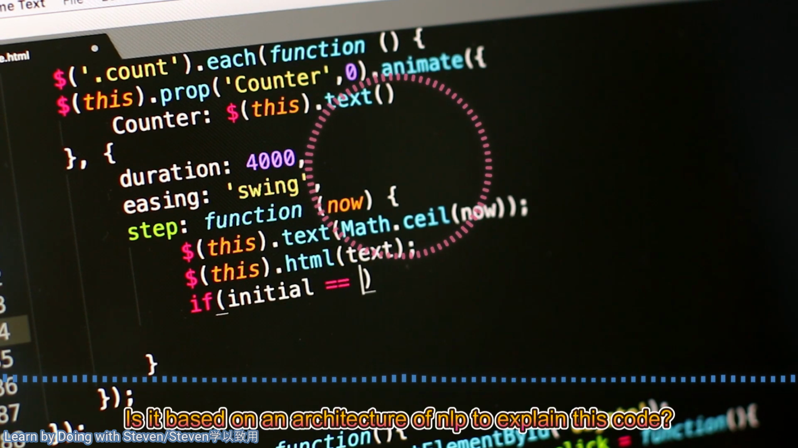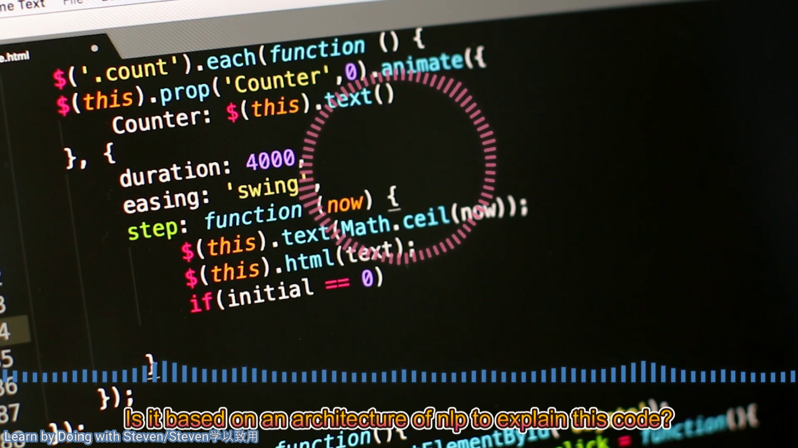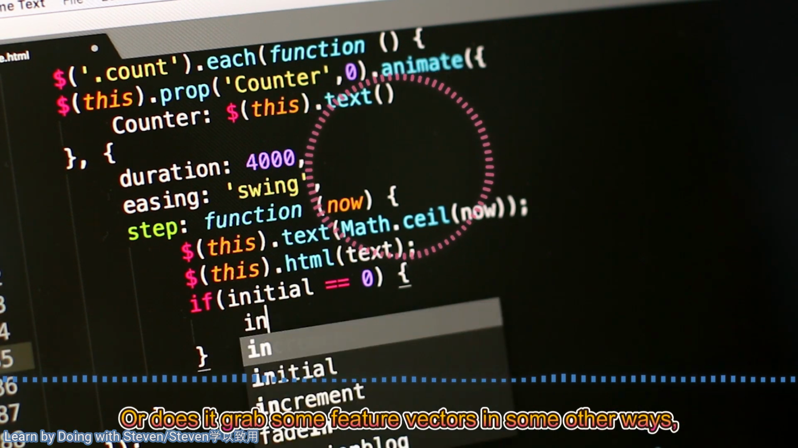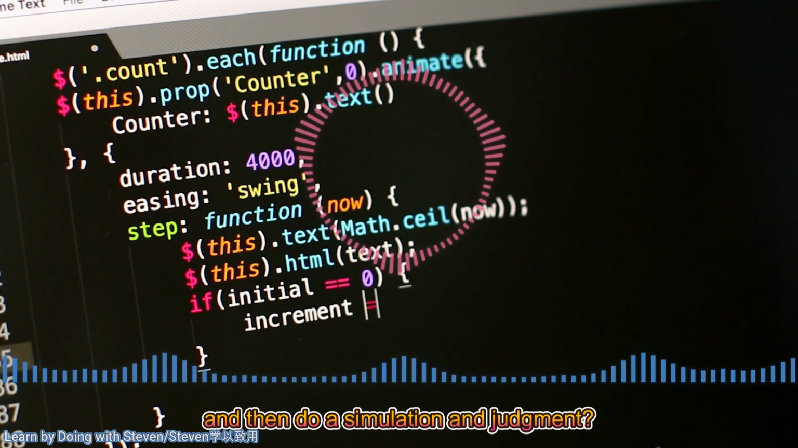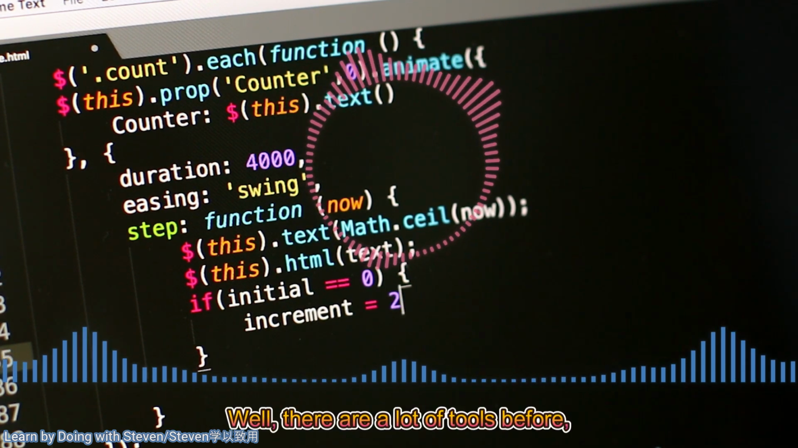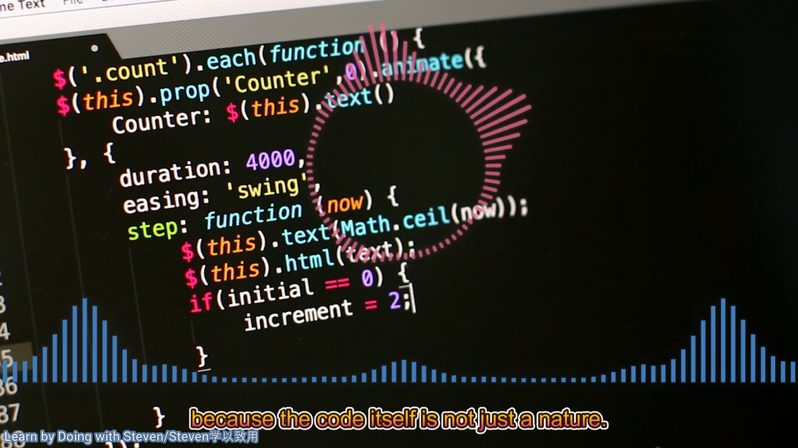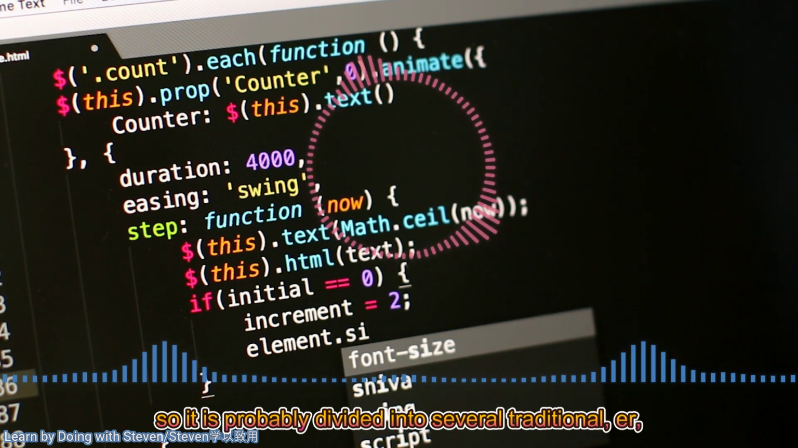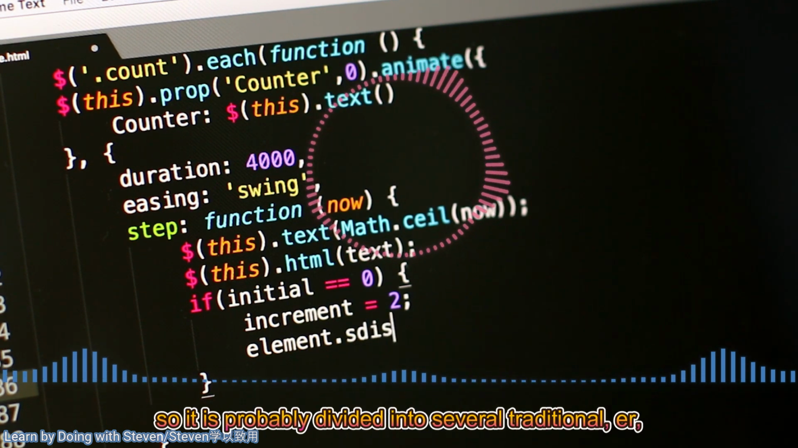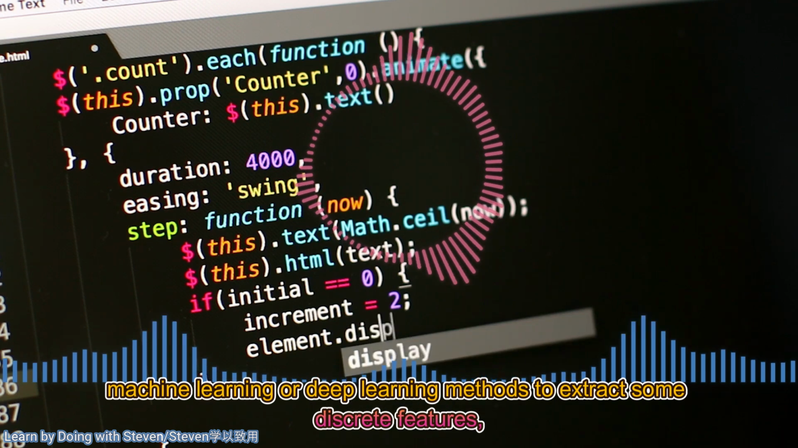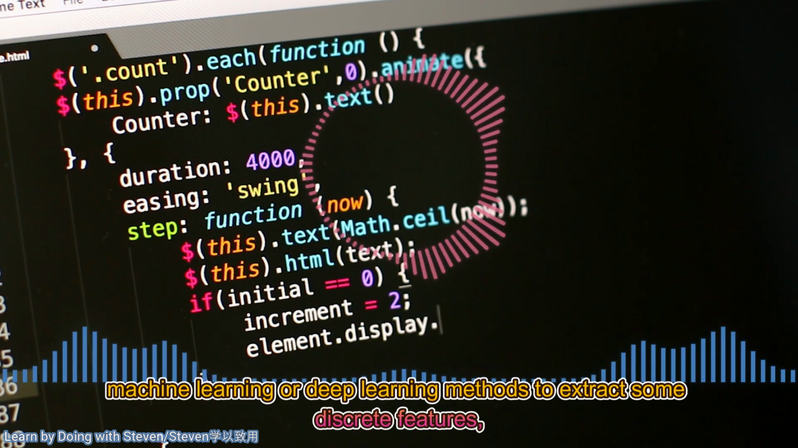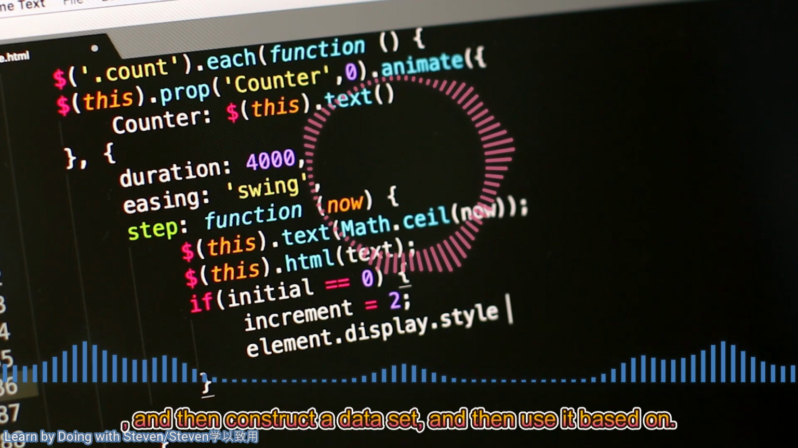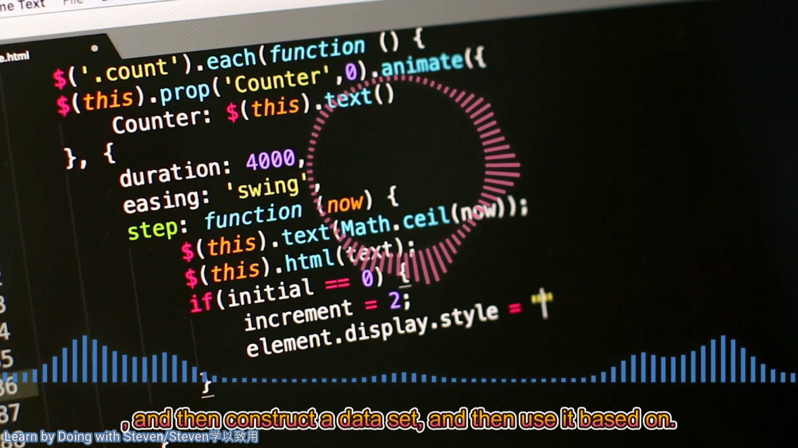Is it based on an NLP architecture to interpret this code? Is it such a logic, or does it grab some feature vectors in some other ways and then do a simulation and judgment? Well, there are a lot of tools before, because the code itself is not just a sequence in nature, it also has a graph structure, so it is probably divided into several traditional machine learning or deep learning methods to extract some discrete features, such as the names of variables, the APIs used, etc., and then construct a data set and then use it.